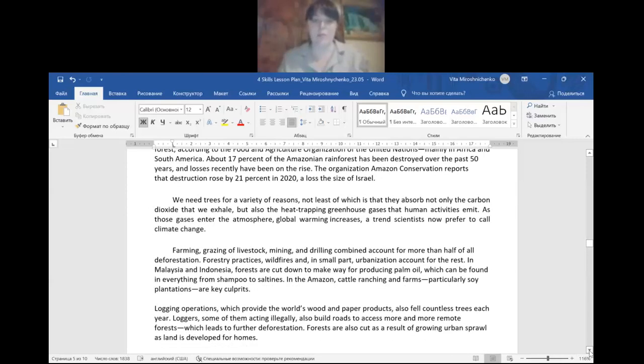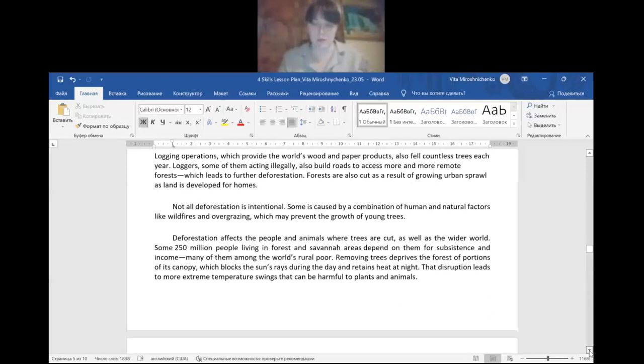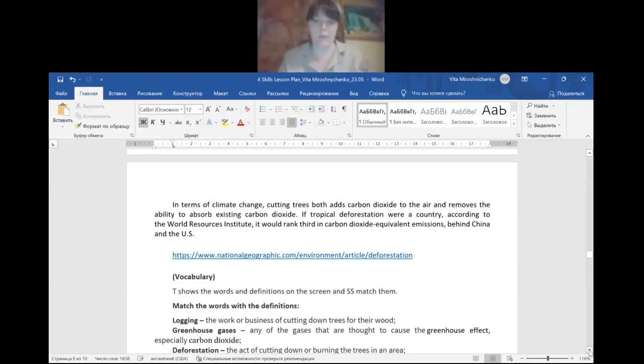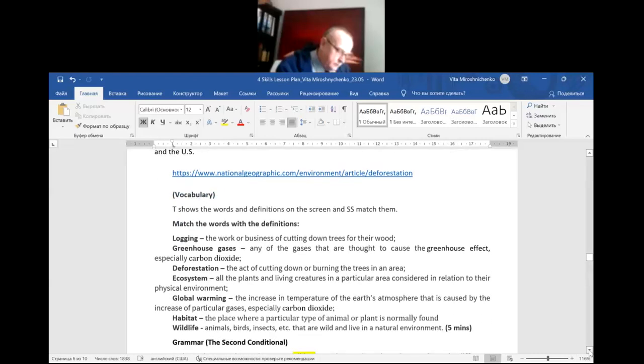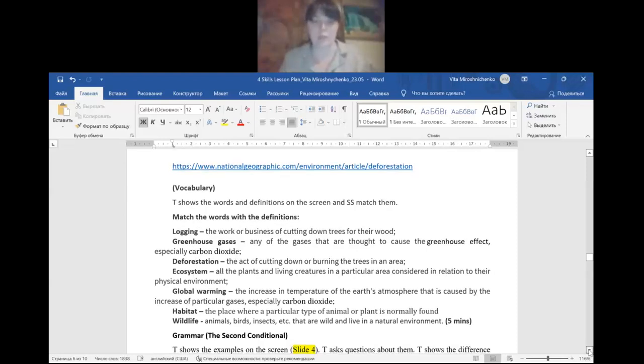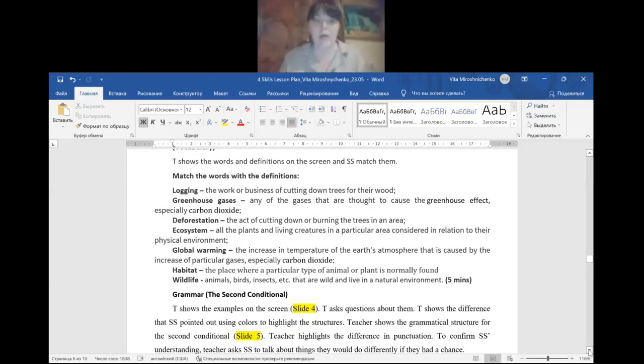This text will be presented on the screen. Link. Very good. Yes. And after that the teacher shows the words and definitions on the screen, and the students match them. Match the words with the definitions, with the following words: greenhouse, deforestation, ecosystem, global warming, and so on. And students' task is to match.